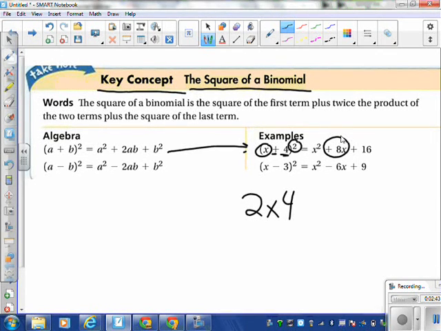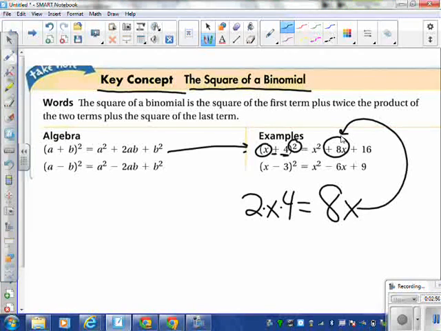So what do you have when you have all this together? You have 2 times x times 4, which gives you 8x. Which gives you that middle number. So again, you square the x, you square the 4, the second number, and then you multiply both of the numbers by 2, or whatever inside the parentheses, to get the middle number, 8x.